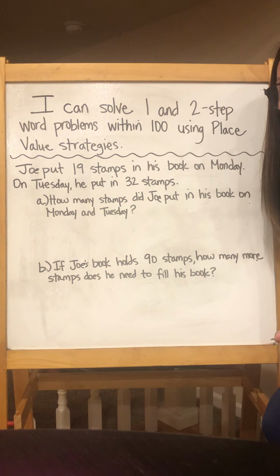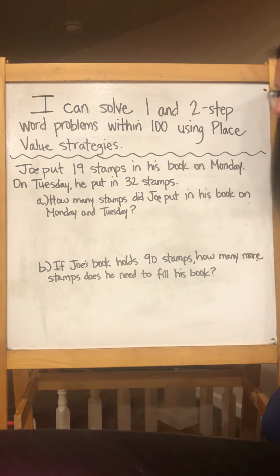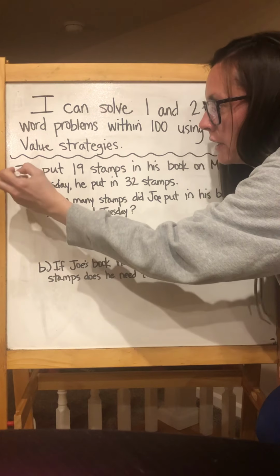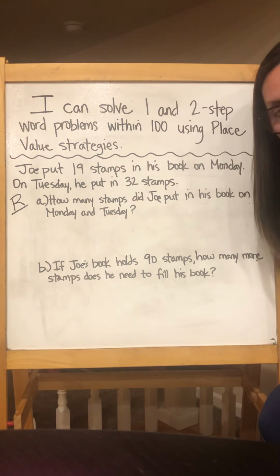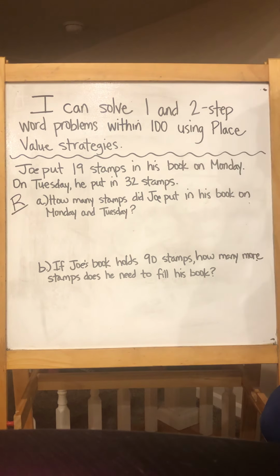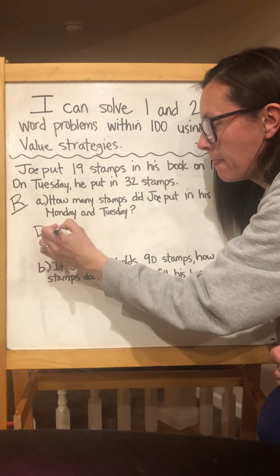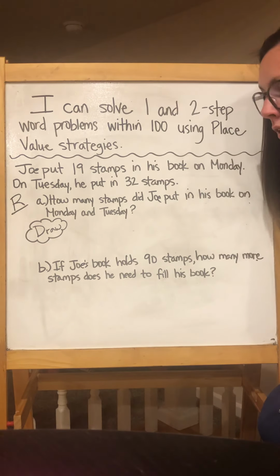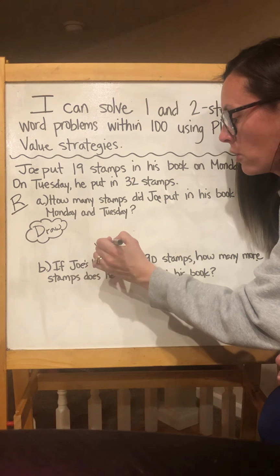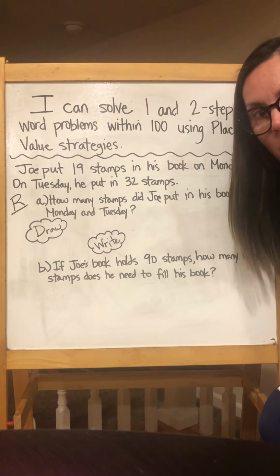A lot of times when we do word problems in our class, we talk about RDW. And R stands for read. So we usually mark our R just to check off and make sure that we have read the problem. D stands for draw. So that's where we show our thinking in our work. And W stands for write. And that's where we write a sentence to answer the question in the problem.